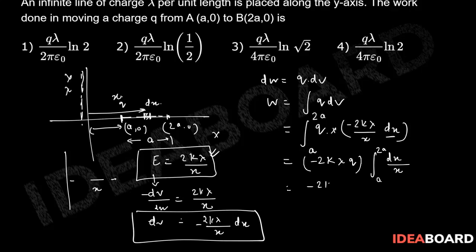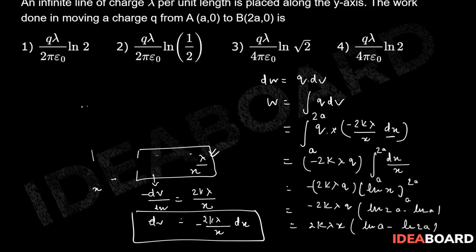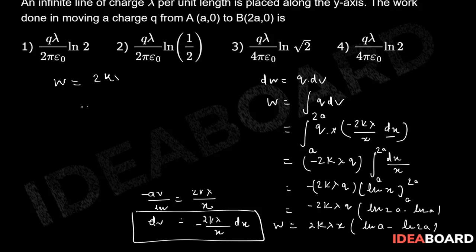Fine. Now if you put the value, minus 2k lambda q, this will become ln x, and the limits you need to substitute are a to 2a. So if you put the limits, minus 2k lambda q, you will get ln 2a minus ln a, which gives you 2k lambda q times ln a minus ln 2a, correct? So now solve it. So basically this is nothing else but the total work done. So W will be equal to 2k lambda q ln of a by 2a, correct?